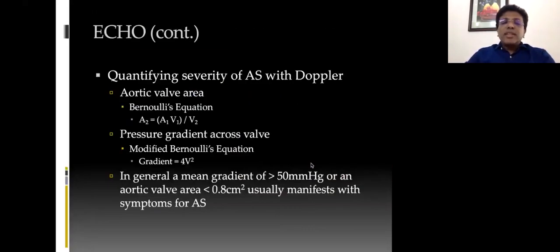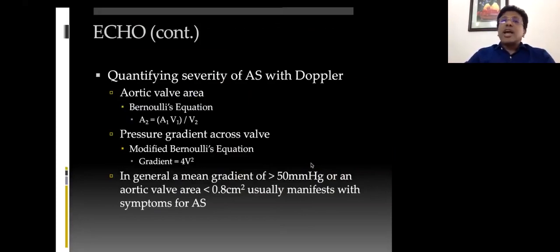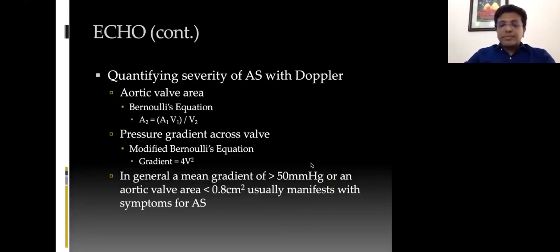You can quantify the severity of aortic stenosis by seeing the aortic valve area or by measuring the pressure across the aortic valve using the modified Bernoulli equation. In general, if the gradient is more than 50 millimeters of mercury or if the aortic valve area is less than 0.8 centimeters squared, the patient has severe aortic stenosis.